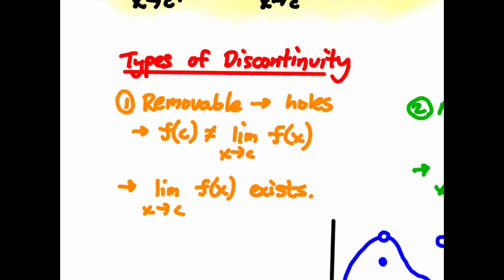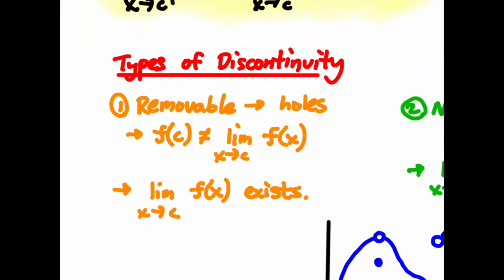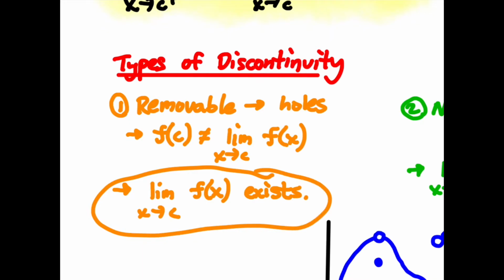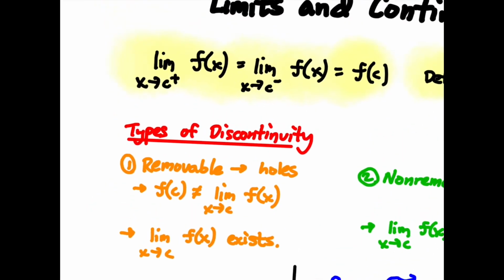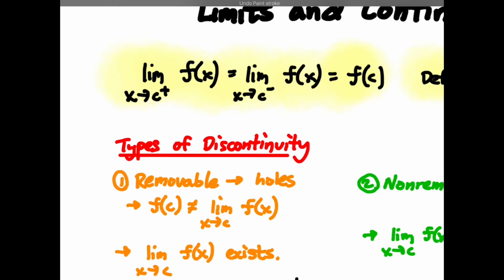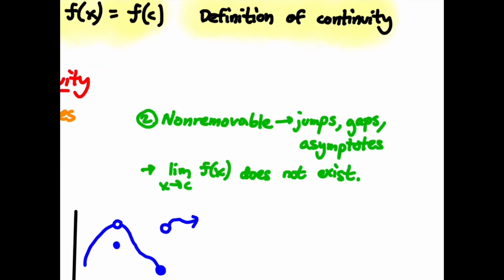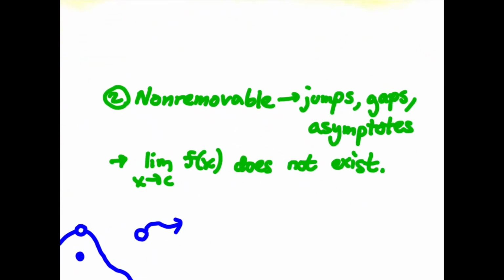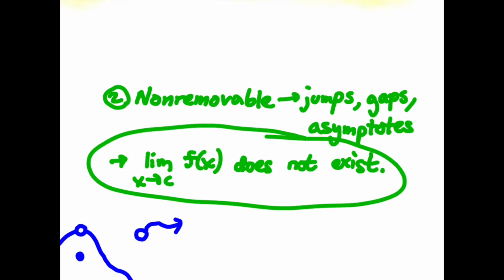Okay, so I wrote in the second bullet point that the limit of f of x exists. So that's why this first part is still true. It's just this part that wouldn't be. This is only for removable discontinuity. For non-removable discontinuity, this involves jumps, gaps, or asymptotes. This is what happens when the limit of f of x as x approaches c does not exist, and that's what it says right here.